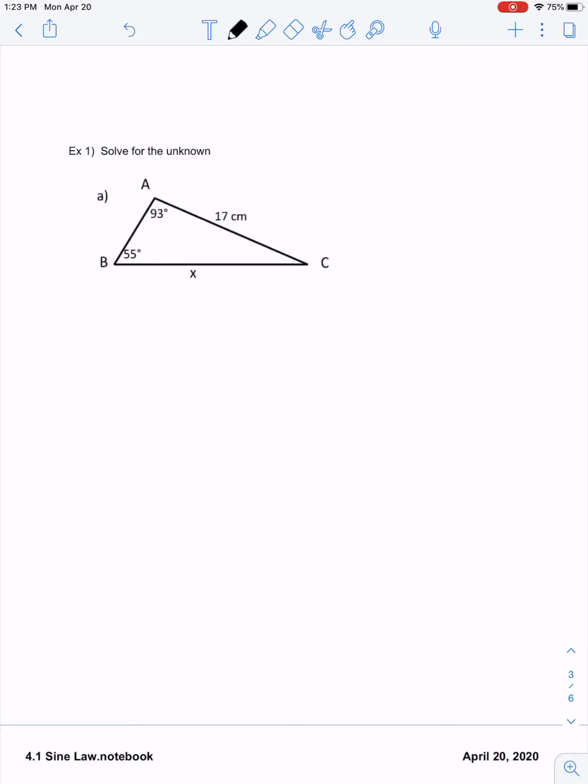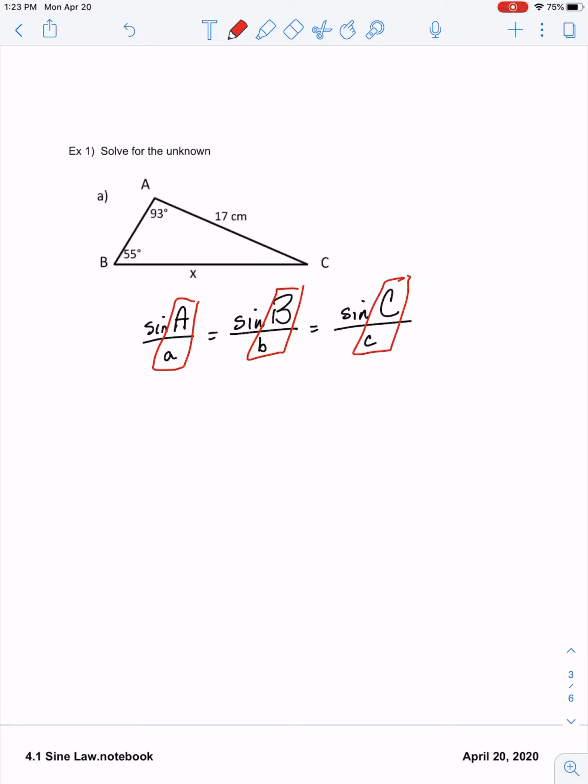Okay, so here's example 1, and you're going to see the sine law in action. Just a reminder, the sine law looks like this. The sine of angle A divided by the length of side A equals the sine of angle B divided by the length of side B, which also equals the sine of angle C divided by the length of side C. Notice these two, the angle and the side that's opposite that angle, go in the same ratios.